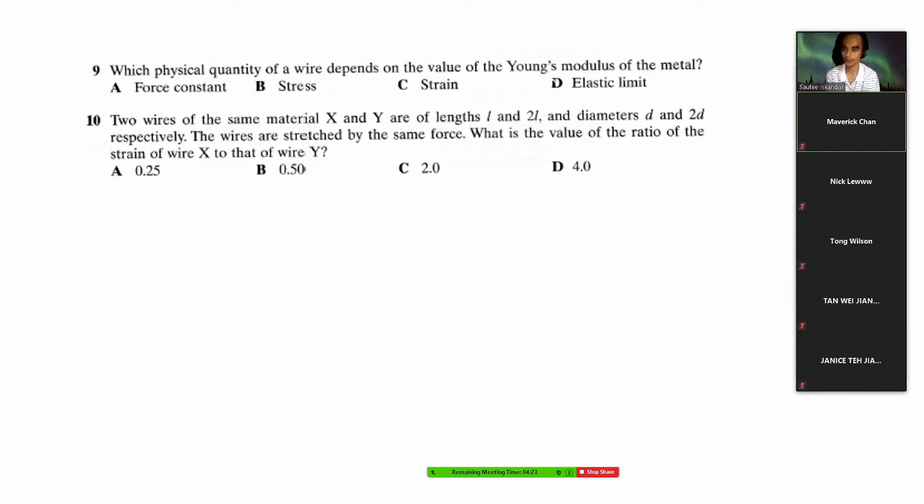Next, number 9. Which physical quantity of a wire depends on the value of the Young modulus of the metal? Force constant, stress, strain, or elastic limit. So the force is, by Hooke's law, force equals Ke, and what is K actually?